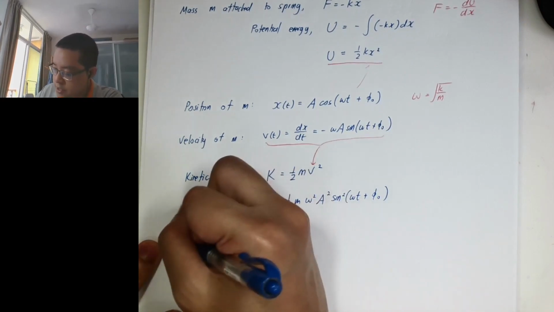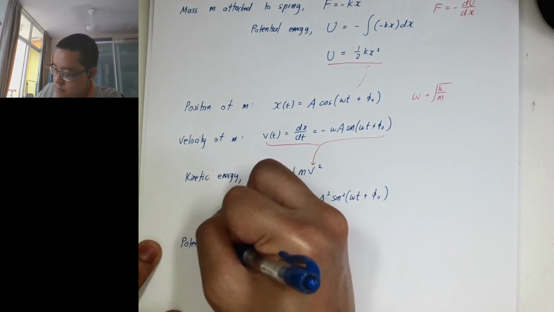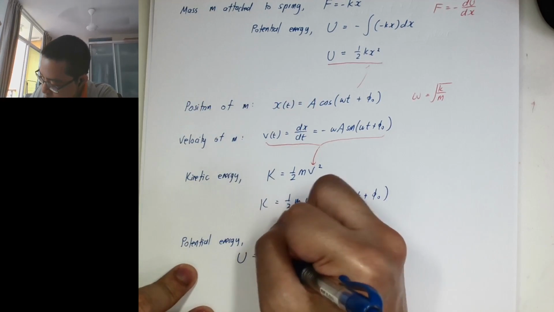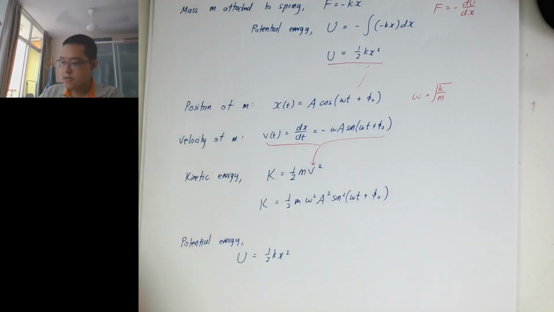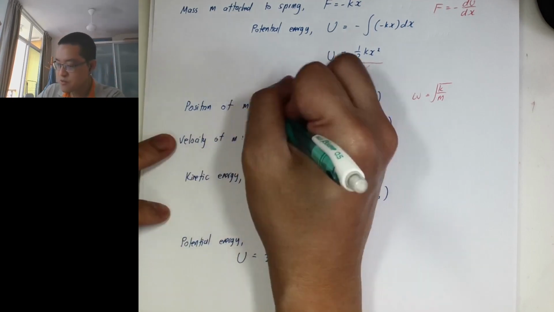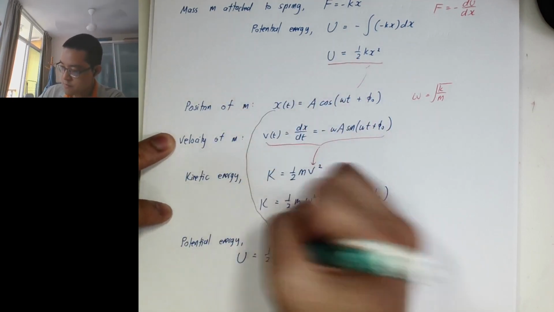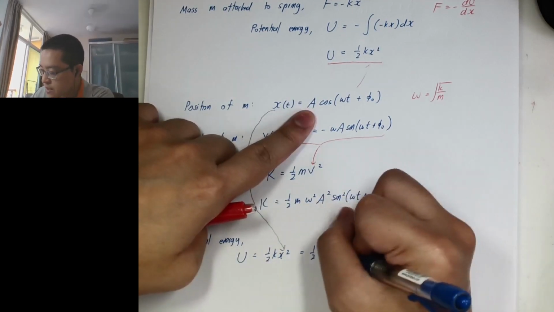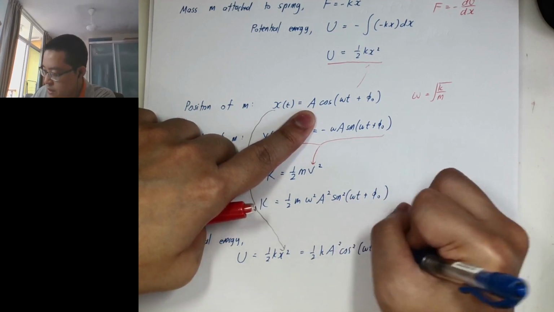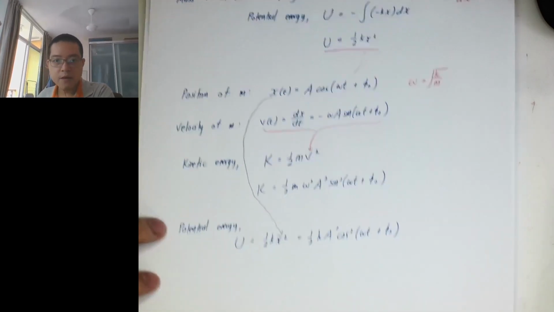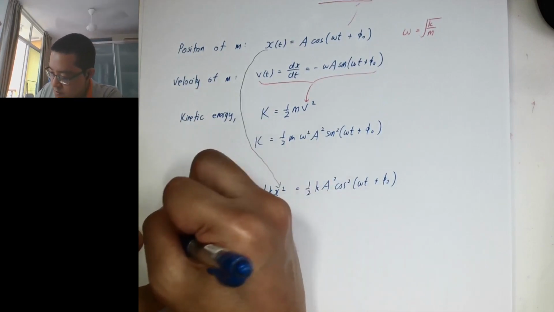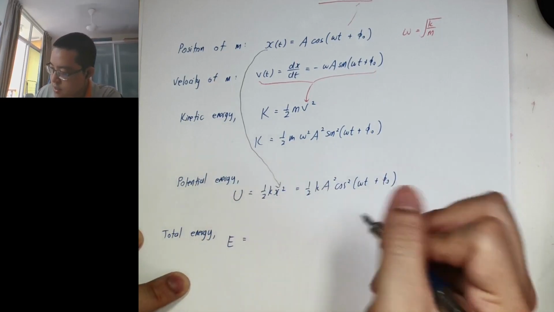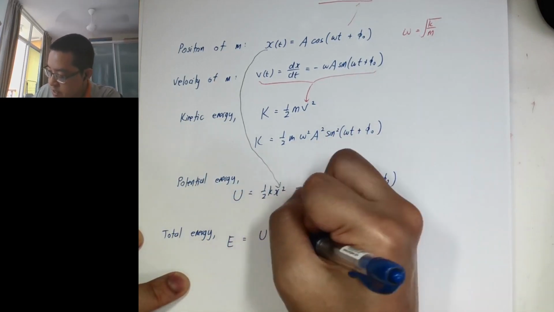And then how about my potential energy? So potential energy was half kx squared. Using this x, I put it here. So I got half k, a squared cos squared (omega t plus phi 0), right? So now I want to get the total energy of the system. So total energy is everything summed together. So I got U plus K.